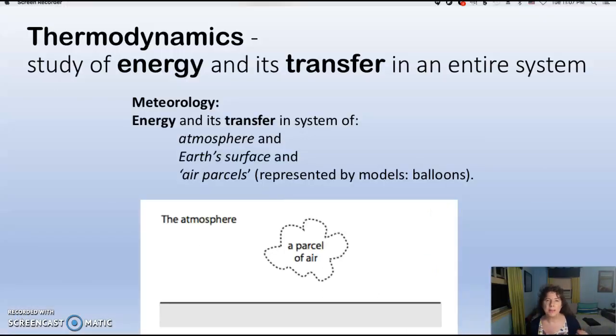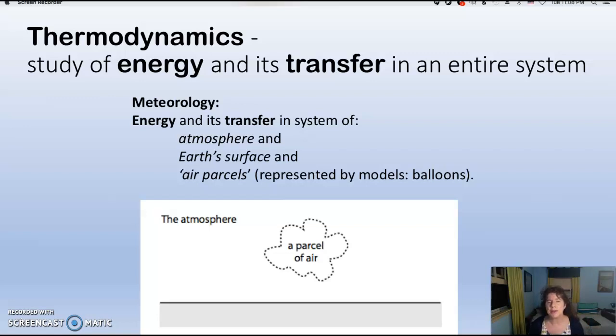Hello, we talked about energy and we talked about kinetic energy and potential energy. We explored all of that part of thermodynamics. But remember, the definition of thermodynamics includes the study of energy and its transfer in a system. The system that we'll be talking about is the atmosphere and parcels of air in the atmosphere and the surface of the Earth. So we haven't talked about the transfer.